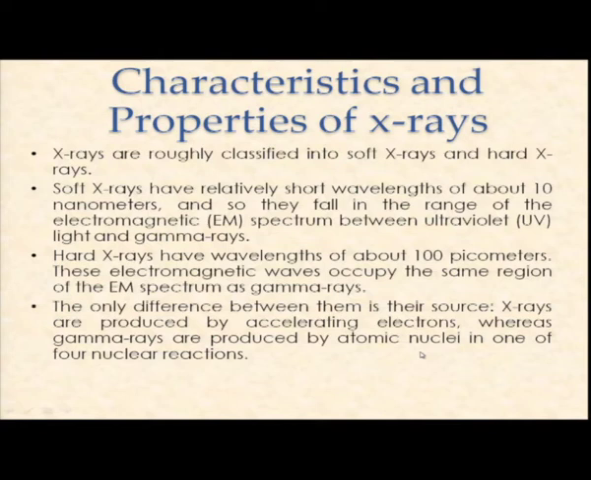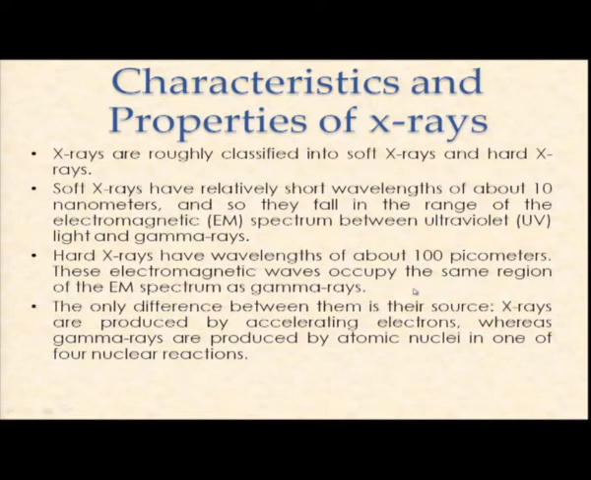X-rays are roughly classified into soft X-rays and hard X-rays, as I said earlier while explaining the electromagnetic spectrum. Soft X-rays have relatively short wavelengths of about 10 nanometers, and so they fall in the range of the electromagnetic spectrum between ultraviolet rays and gamma rays. Hard X-rays have wavelengths of about 100 picometers. These electromagnetic waves occupy the same region of the electromagnetic spectrum as gamma rays, as I explained earlier.